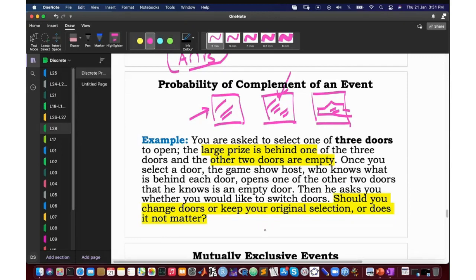Will switching benefit you or not, and will it harm you? That's the question, and it's a probability question. You assume that the door you picked the first time was picked randomly. So I'm going to leave you here and we'll talk about it next time. But I would recommend not reading about it.